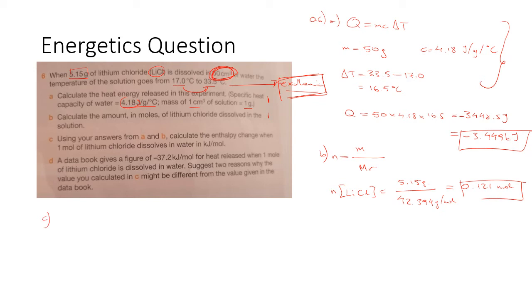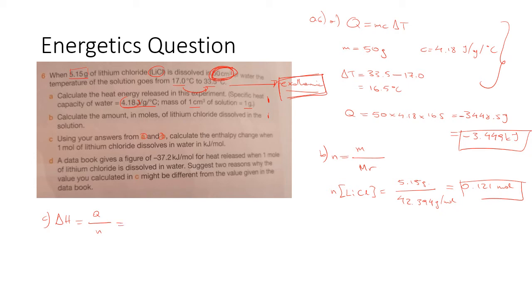Using your answers from A and B, calculate the enthalpy change when 1 mole of lithium chloride dissolves in water in kilojoules per mole. So we know that when 0.121 moles of lithium chloride are dissolved in water, there is a change in energy, which is 3.449 kilojoules. So to find what happens when we have 1 mole of that, we're going to divide to find delta H, in other words, we have Q, the energy change, over the number of moles, N.